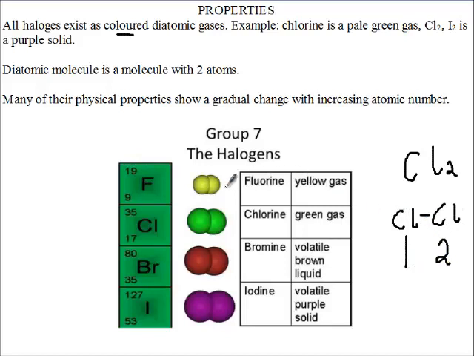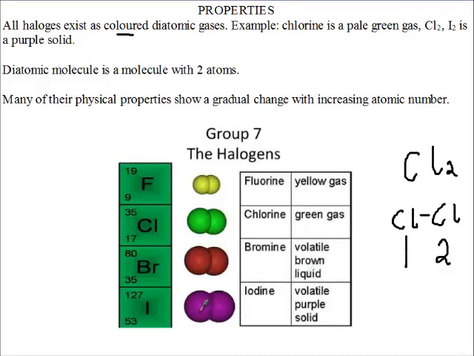Now, as you move down the group, the color becomes darker. So the top, which is fluorine, is somehow yellow. If you move down to chlorine, you get a green gas. When you move down to bromine, you get a volatile brown liquid. It is volatile because once you expose it to air, it will evaporate. That is why we say it is volatile.